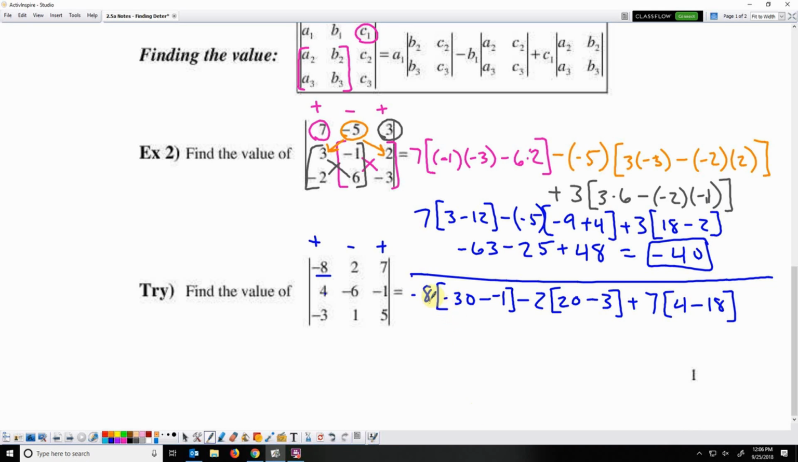Okay, if we put all that together, so we've got negative 8 times negative 29 minus 2 times 17 plus 7 times negative 14, that will give us 100.